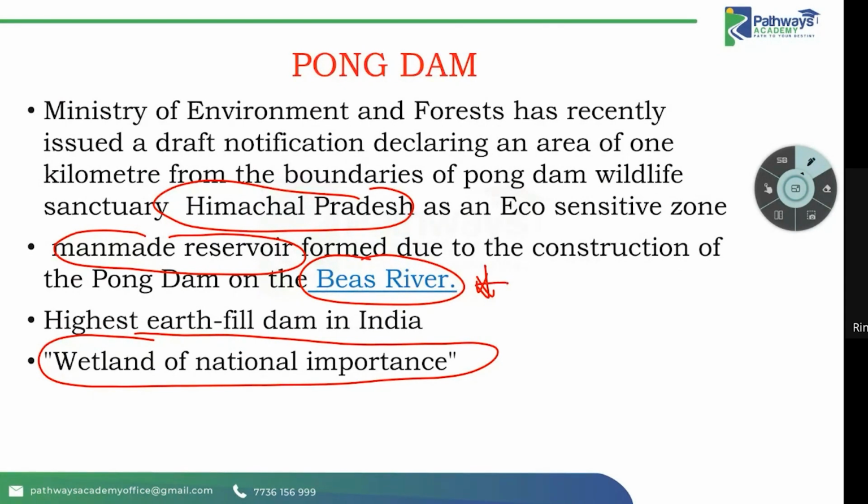Actually, here the river is the important thing. It is formed from Beas River. That is the most important thing. So Pong Dam is situated in Himachal Pradesh. It is formed from Beas River. It is a man-made dam and the highest earth-fill dam in India. This is another important significance. Pong Dam is the highest earth-fill dam in India.